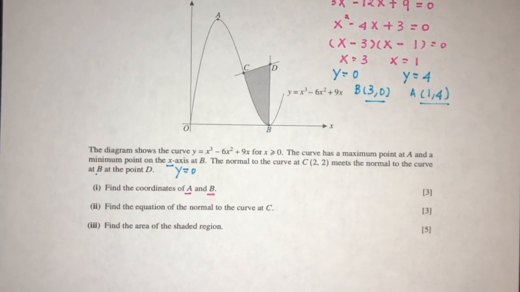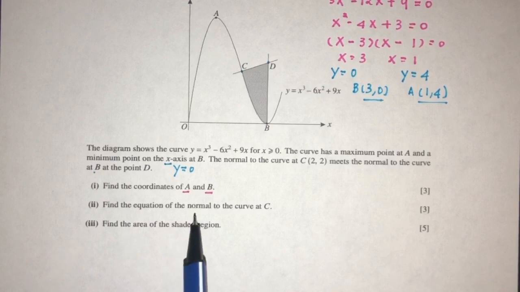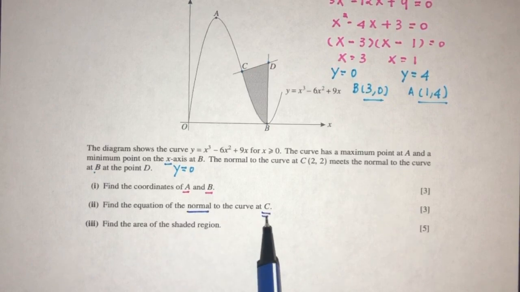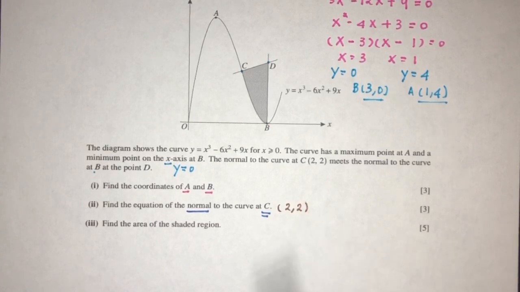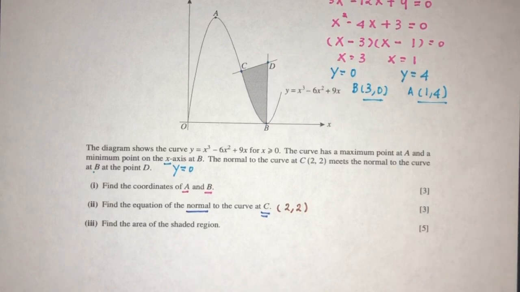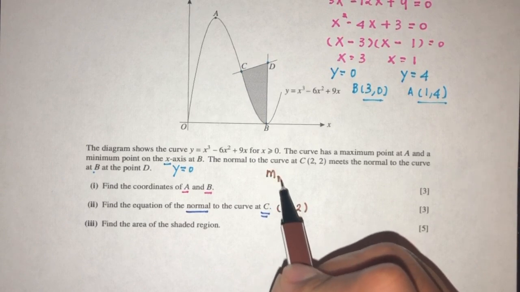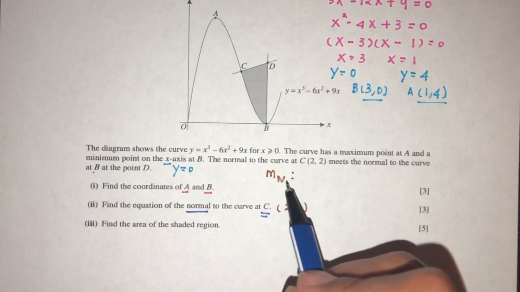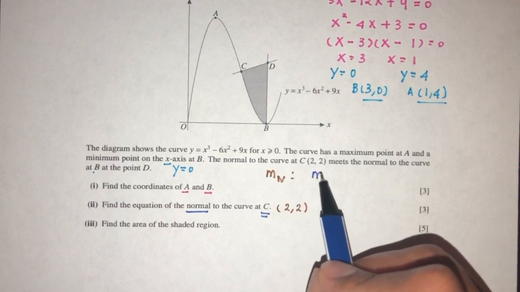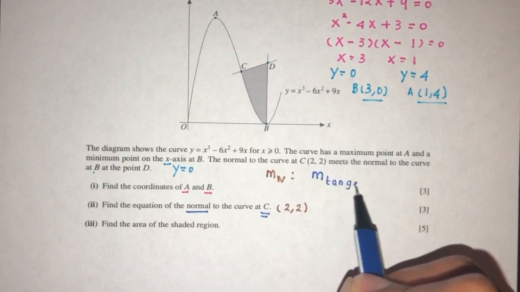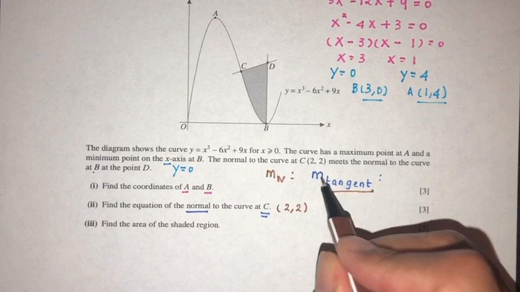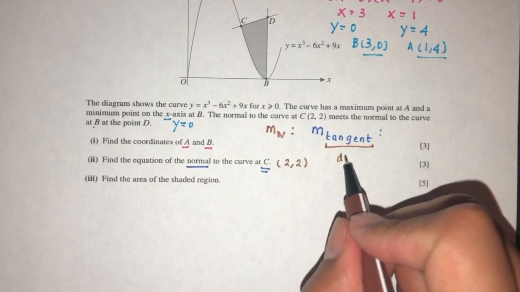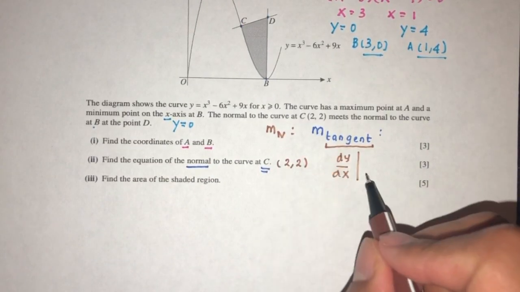Okay, so now we have the points A and B. Great. Now part 2, we have to find the equation of the normal to the curve at C. We know the point C is the point (2, 2). To find the equation of a normal, again, normal is a straight line. To find the equation of a straight line, we must find the gradient of the normal. But to find the gradient of normal, we first have to find the gradient of the tangent, because we have dy/dx. So the gradient of the tangent is simply dy/dx, at the point C where x equals 2.